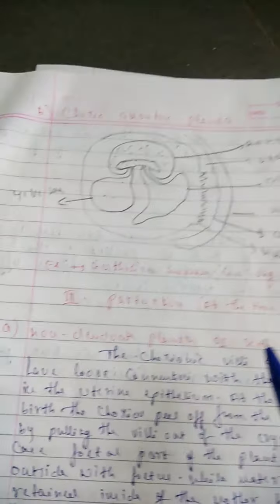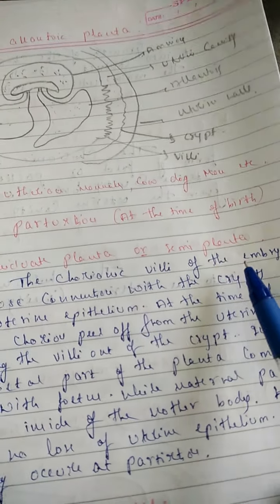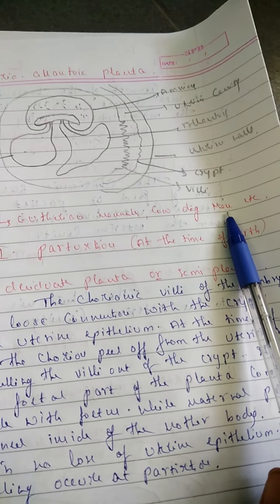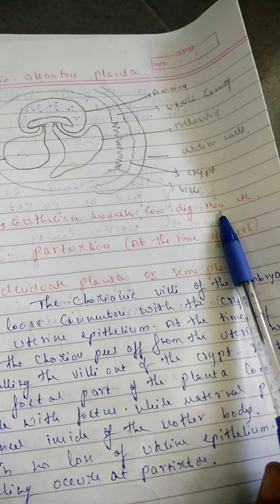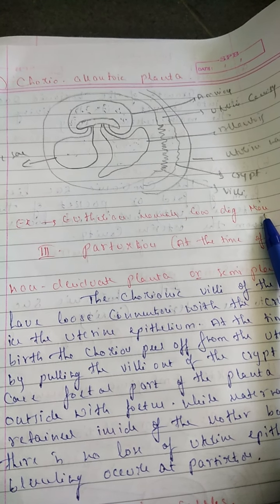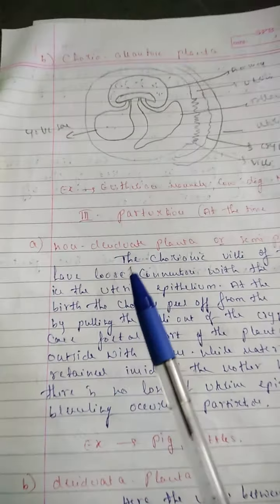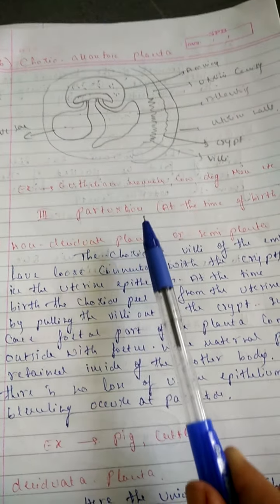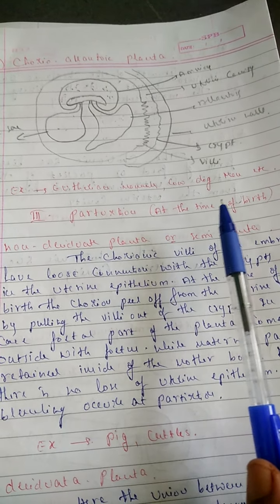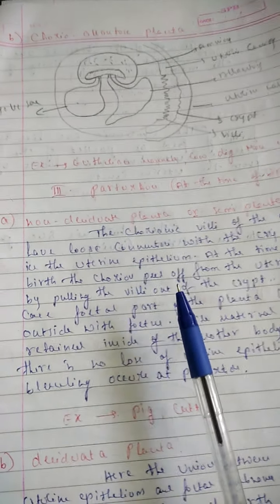This is most important: the chorioallantoic placenta. Here you have to take the example of man. In implantation, the placenta is interstitial, whereas in terms of extra embryonic membranes, the placenta present in man is the chorioallantoic placenta. Now come to the third one, parturition, that is, at the time of birth, based on the nature of contact or behavior, what types of placenta are present.